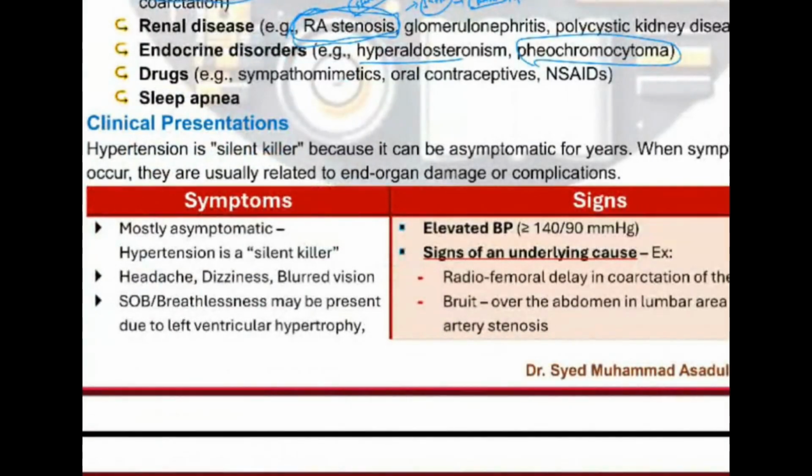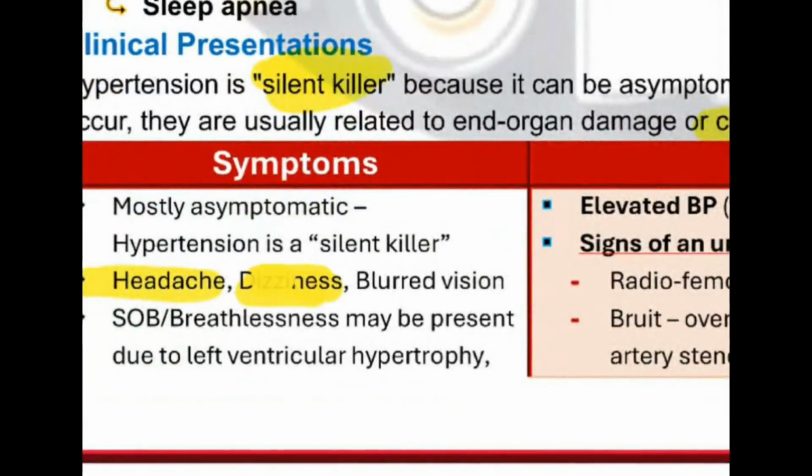See, hypertension as such, the patient will not come to you telling you my BP is increased. They'll come to you with the complications of hypertension. That's why hypertension is known as the silent killer. Silently, the blood pressure will be more. The blood will be hitting the walls of the arteries with more and more pressure. If they hit the walls of the arteries of the brain, the patient will have headache. If they hit the walls of the arteries of the inner ear, the patient will have dizziness; the retina, blurred vision. So these are the symptoms.